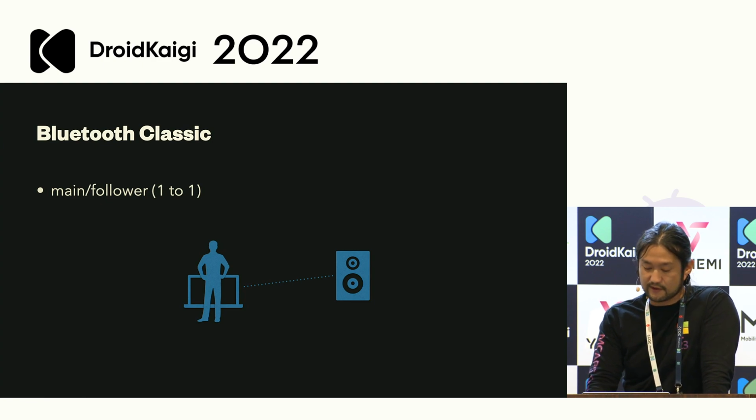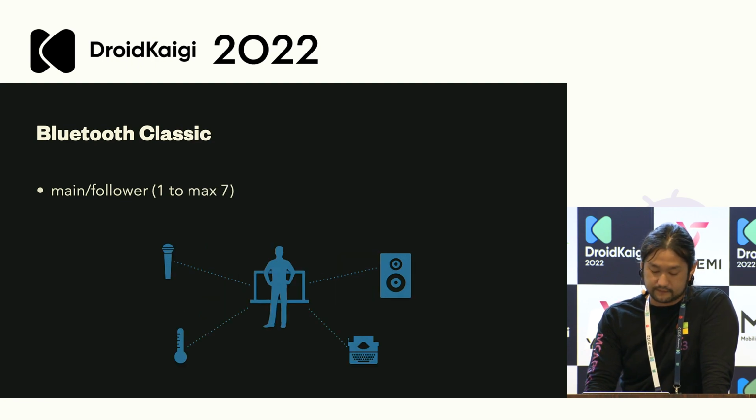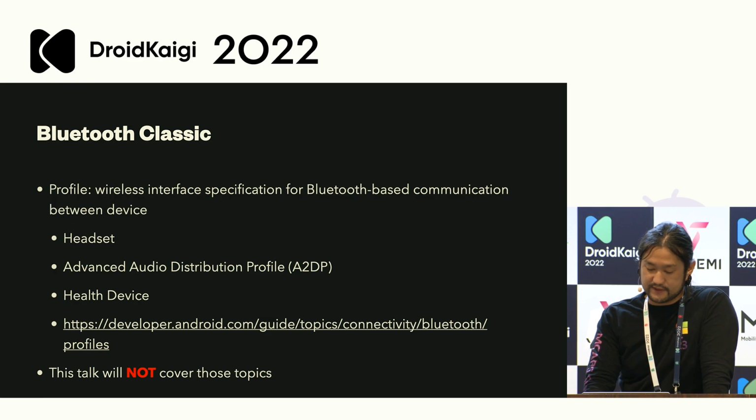Bluetooth is a main-follower model. It could be more simply described as a server-client model. Bluetooth Classic allows one main to communicate with up to 7 followers. Bluetooth uses communication agreements called profiles. For example, there are dedicated profiles for use with headsets, as well as profiles for use with health devices. Several other profiles are also supported in the Android framework. However, I will not talk about that today.